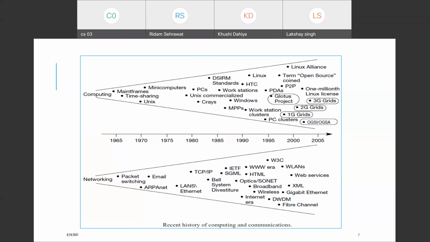Then after email, you have SGML, HTML, IETF. If we are talking about 90 to 2000, within the gap of 10 years, different organizations or different people are introducing different things. Like the WWW, World Wide Web was introduced. Same side, we have HTML. Then after some time, we identify broadband. Then we switched from wired network to the wireless network.